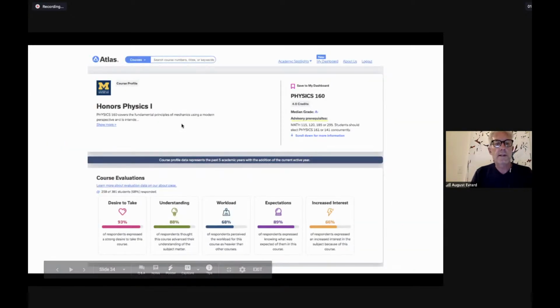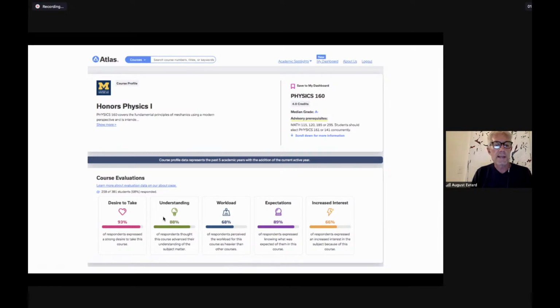And Atlas does things like serve information about courses, and here's an example. Our Physics 160, our honors physics course. The Provost's office and the Senate Assembly got together with student government in 2016 and agreed that student evaluations of teaching could be released back to students. And so what we do is we just show very quick summaries of the questions that are asked in the student evaluation of teaching.